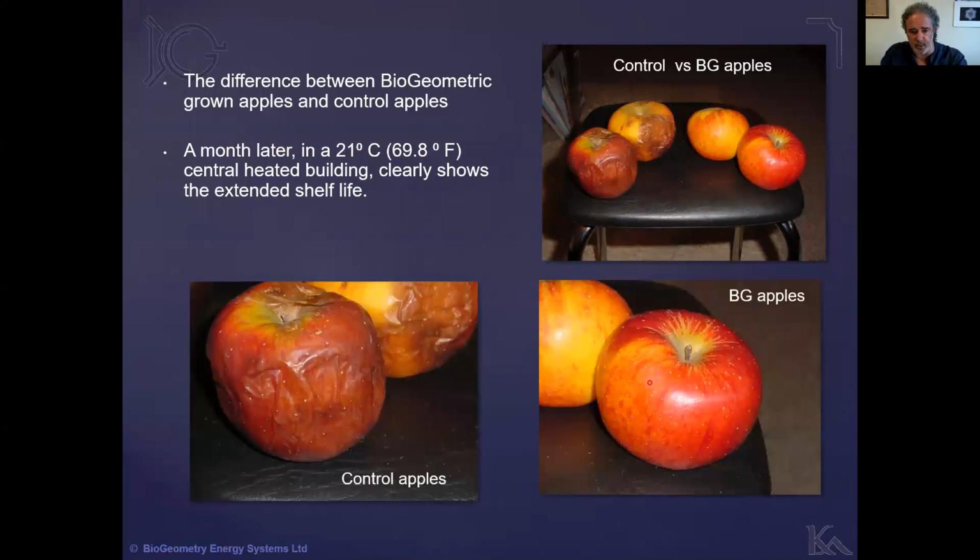Let's take a close up there. Look at the difference. We've all seen this before when we've had apples at home we didn't eat after a long time, but the biogeometry apples are still going strong exactly as if they were just picked from the tree. This clearly shows the effect of biogeometry was to enhance the life force.